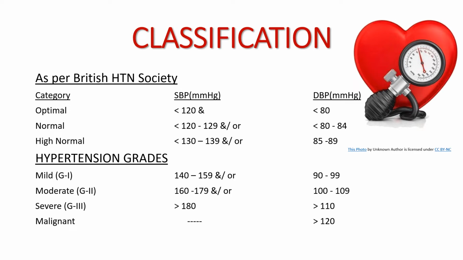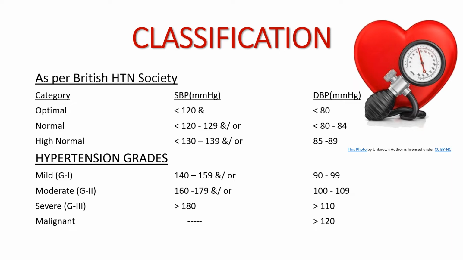It is said to be normal if the systolic blood pressure is 120 to 129 and the diastolic blood pressure is 80 to 84 mm of Hg. It is said to be high normal if the systolic blood pressure is 130 to 139 mm of Hg and the diastolic blood pressure is between 85 to 89 mm of Hg.